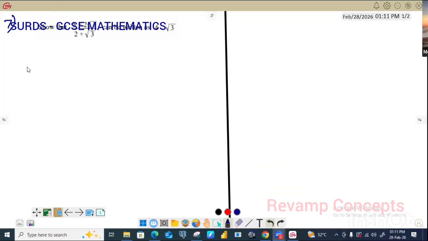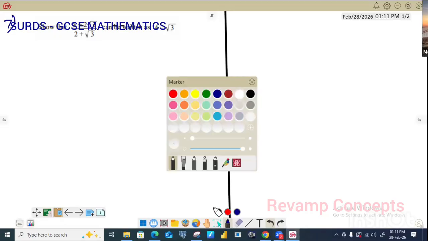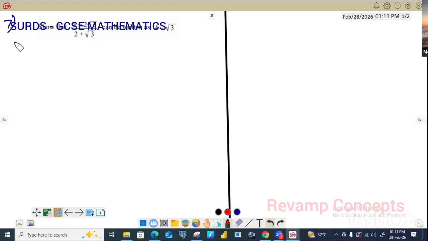Example number 7, we have to show that 5 plus 2 root 3 over 2 plus root 3 can be written as 4 minus root 3. So here we are still going to rationalize the denominator, but this time around, the denominator is an expression.